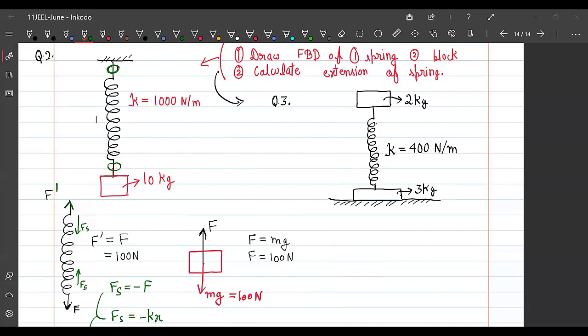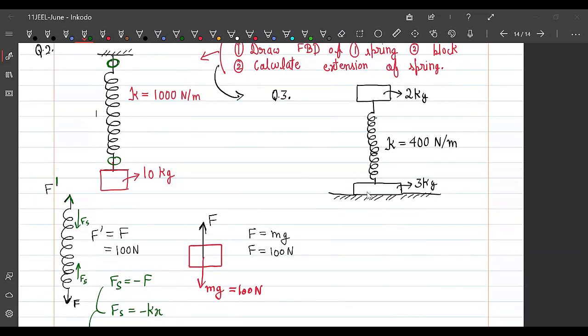So students are getting different answers for this. Some are getting 12.5, some are getting 5 centimeter. Okay, let me draw the free body diagram. So पहले 2 kg का FBD बनाते हैं. 2 kg का FBD draw किया. Let's complete this question first.